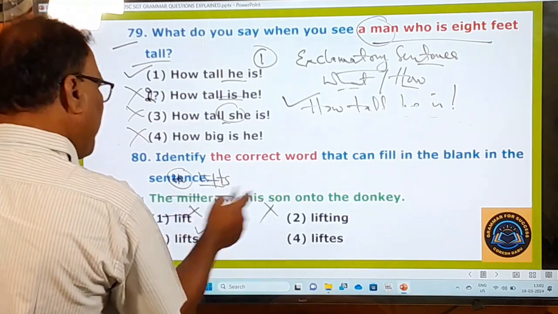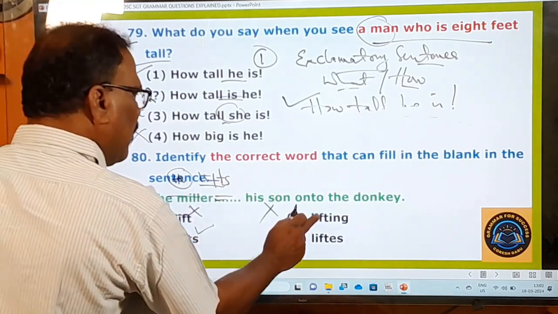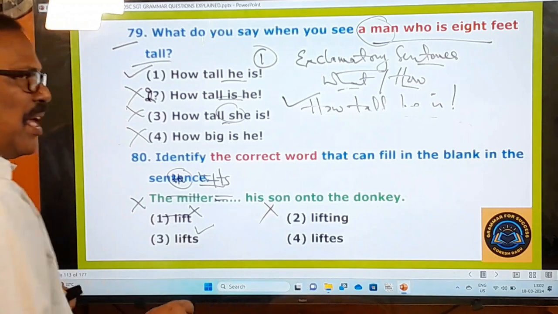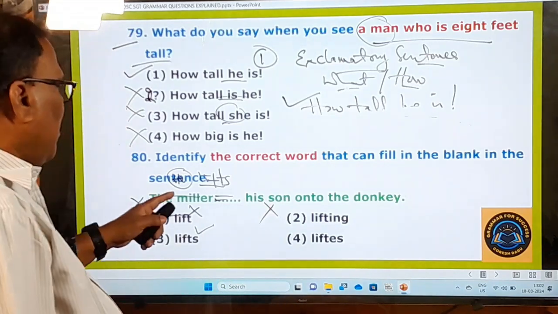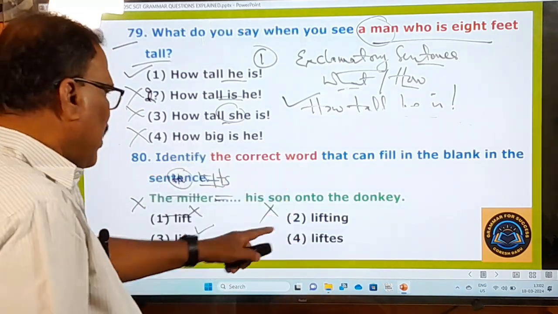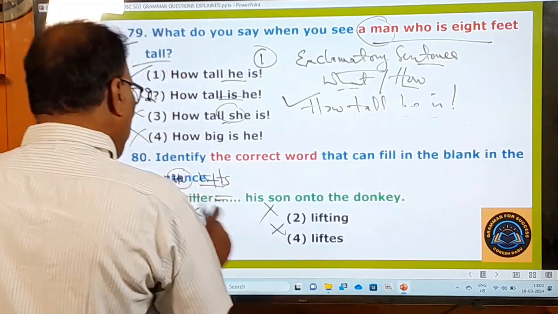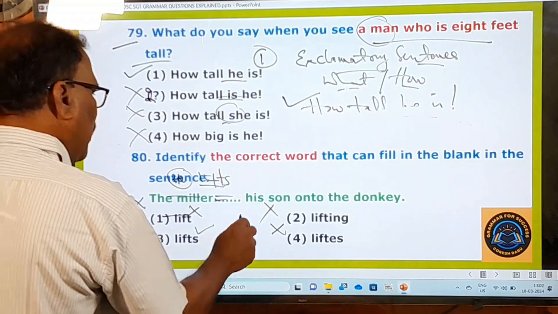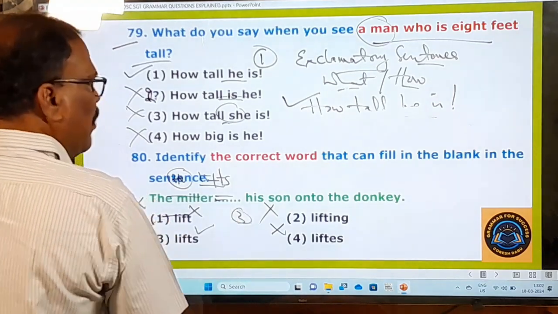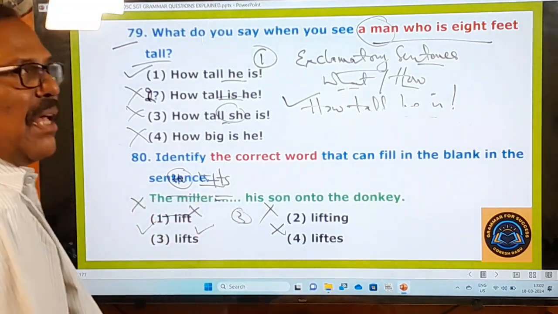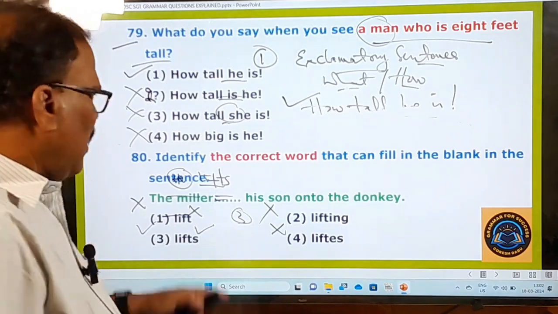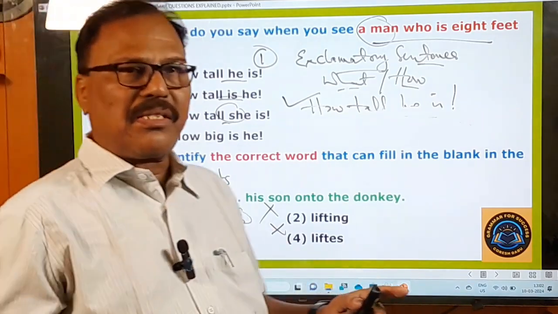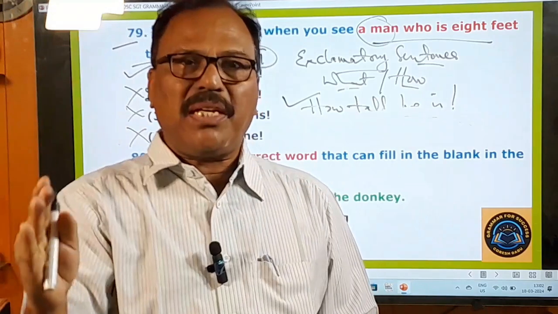He lifts his son. Lift is wrong. Lifting, if you want to use lifting, there must be either is, the miller is lifting, you have to say. Lifters is absolutely wrong. So the first one, second one, fourth one are absolutely wrong, and only the third one is going to be your right answer, because the sentence is in the simple present tense, in the third person singular. Third person means he, she, it.